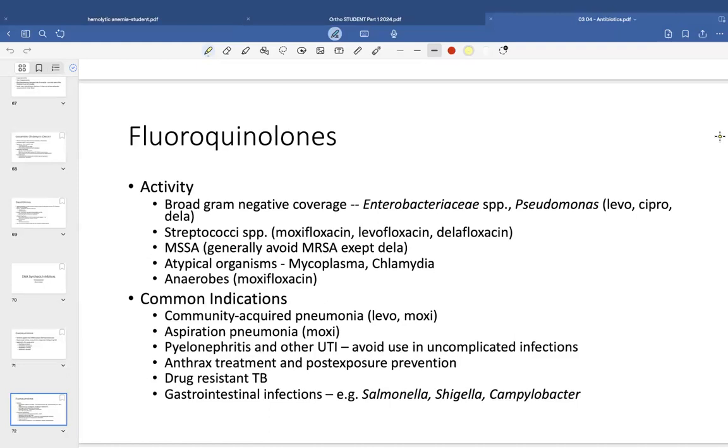Drug-resistant TB. We'll cover tuberculosis in a couple of weeks. This is one of the strategies for that. And then certain enteric infections, Salmonella, Shigella, Campylobacter.